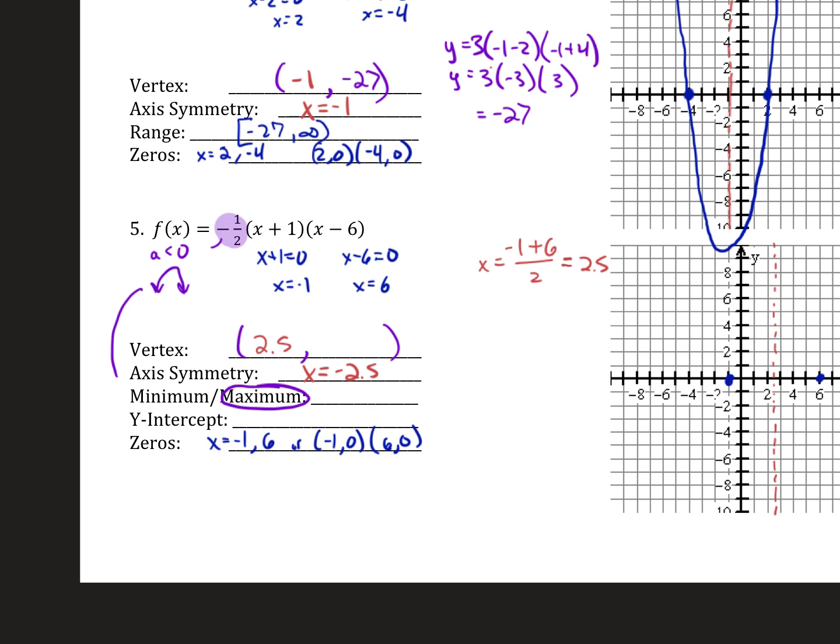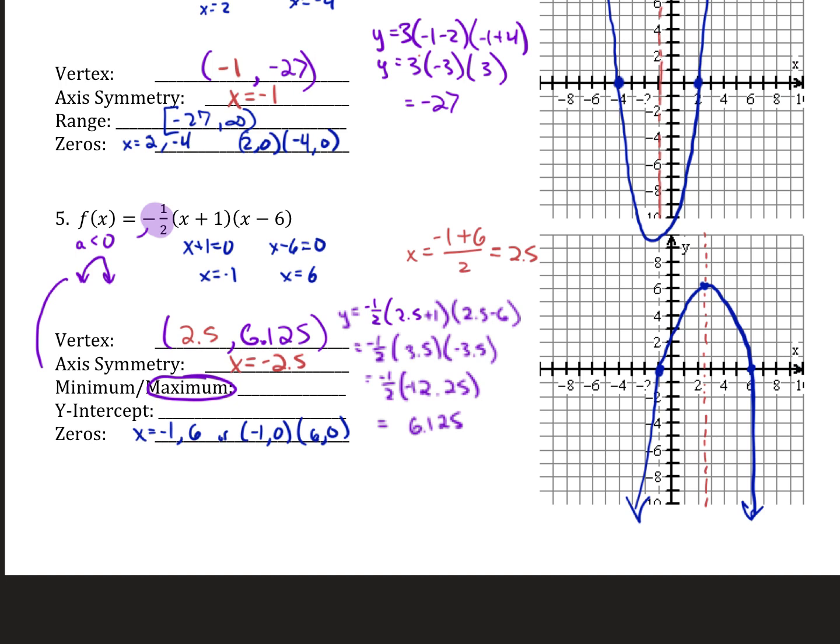Okay. So now I'll carry on with finding that y value of my vertex by plugging in the x value. So when I plug in 2.5, I've got some kind of yucky multiplying to do there. But it's doable. 3.5 times 3.5, you can do that off to the side. It's negative 12.25.